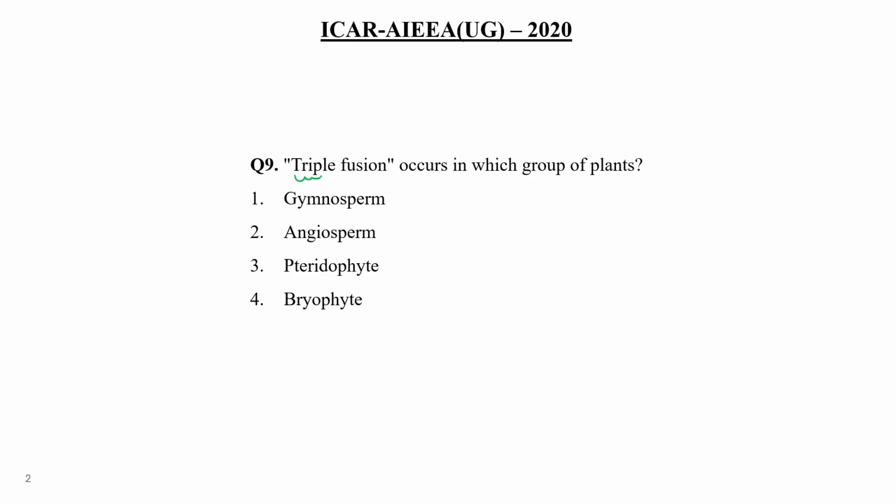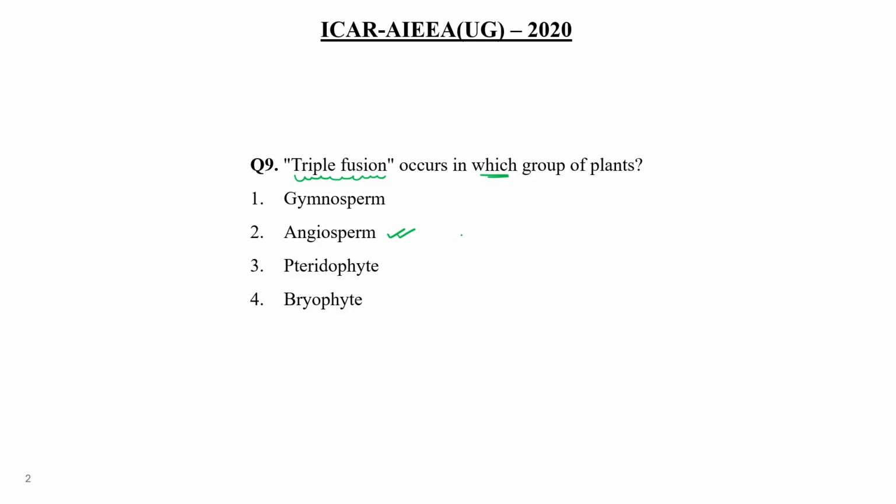Triple fusion. They want to know about triple fusion. It is a unique feature of a kind of plant, right? And they want to know in which group of plants triple fusion occurs. Gymnosperm, angiosperm, pteridophytes, bryophytes. It's a very easy question, and it is one of the main properties of angiosperms, right? So there is no need to rethink. So I'll just mark the right choice. Out of the four, choice number 2 would be the correct answer for triple fusion.